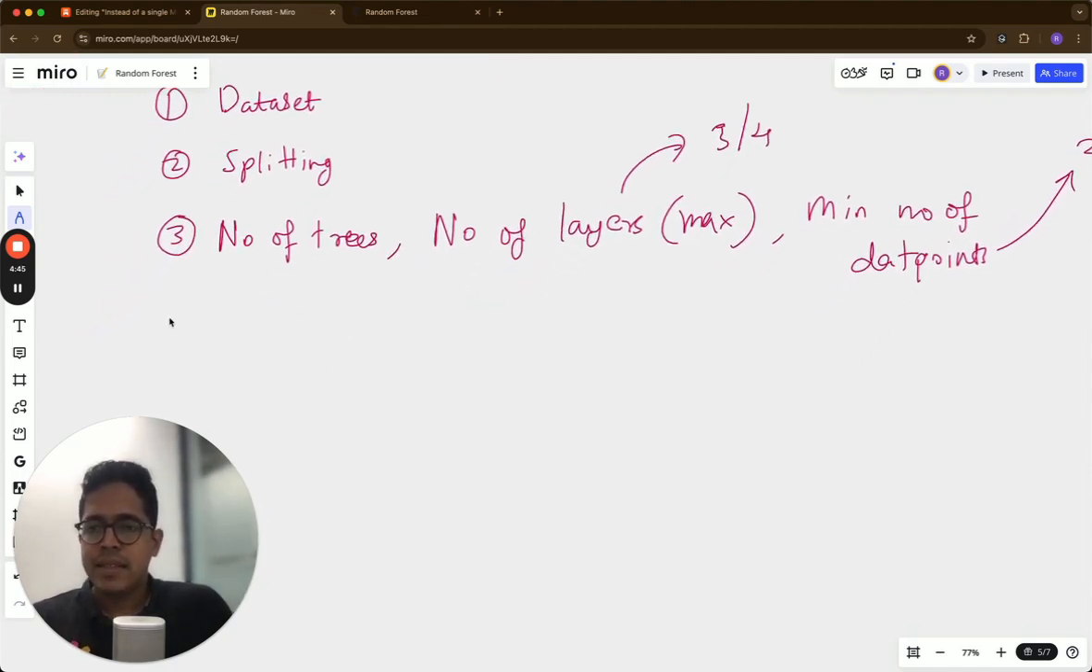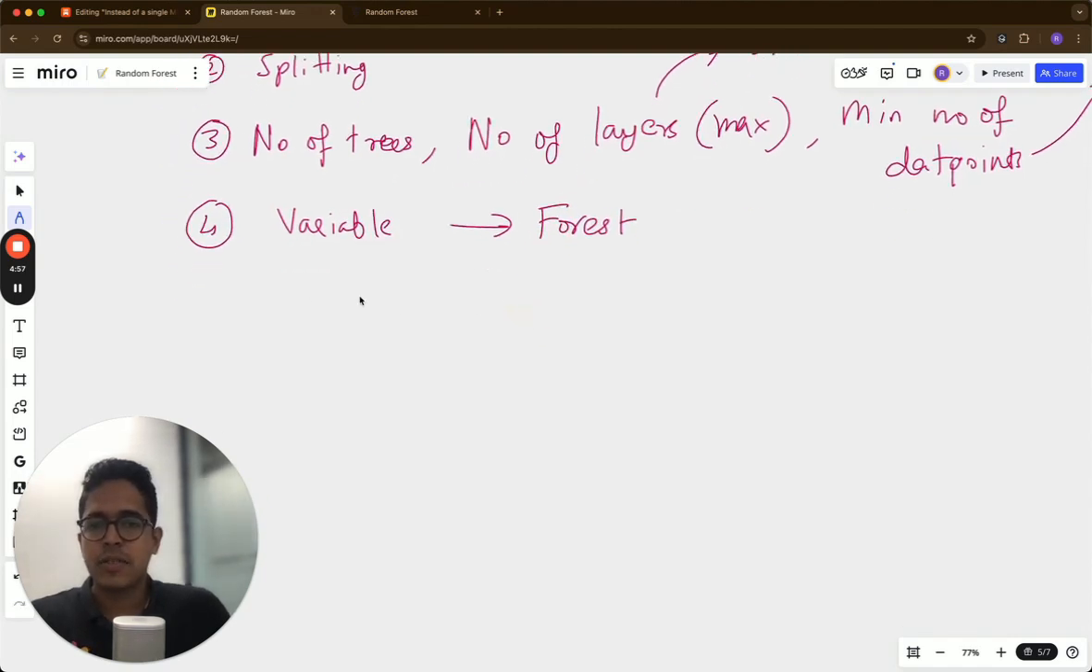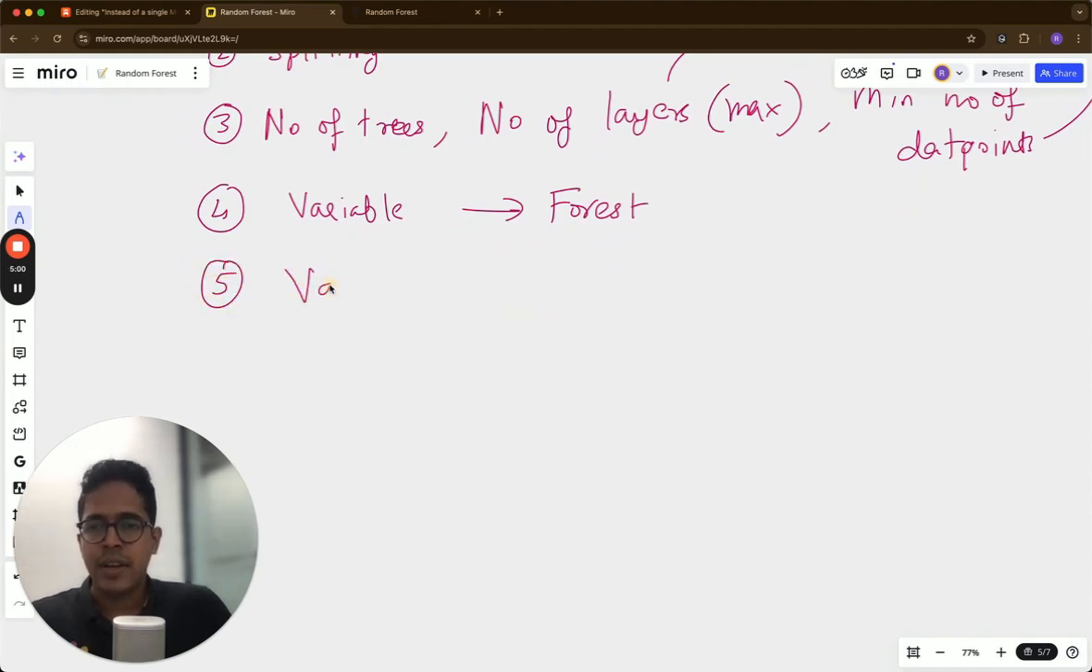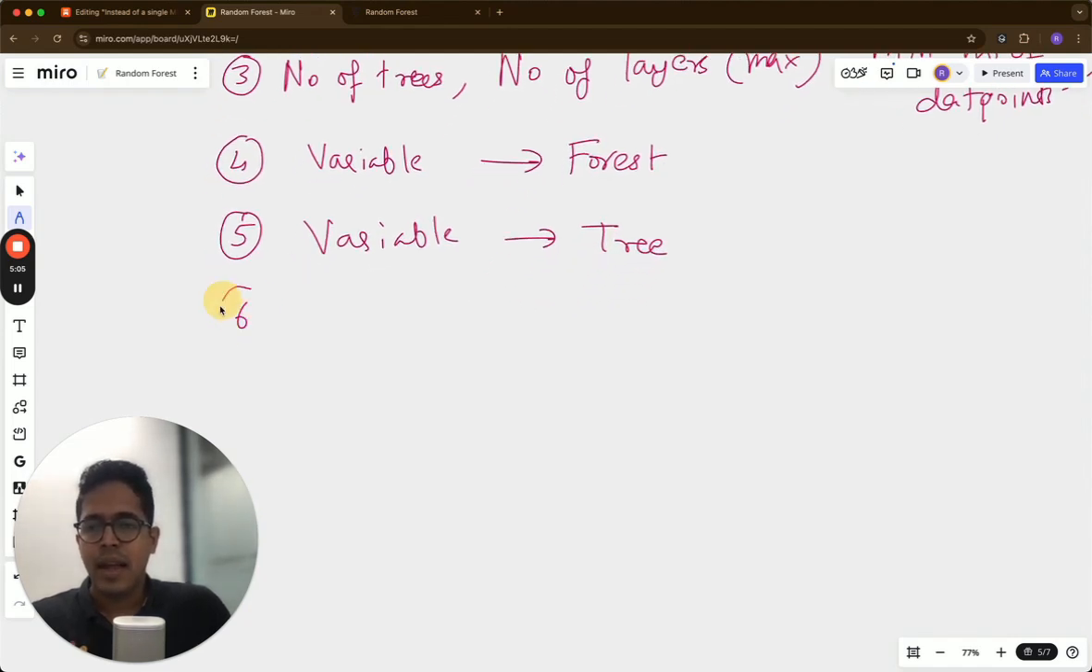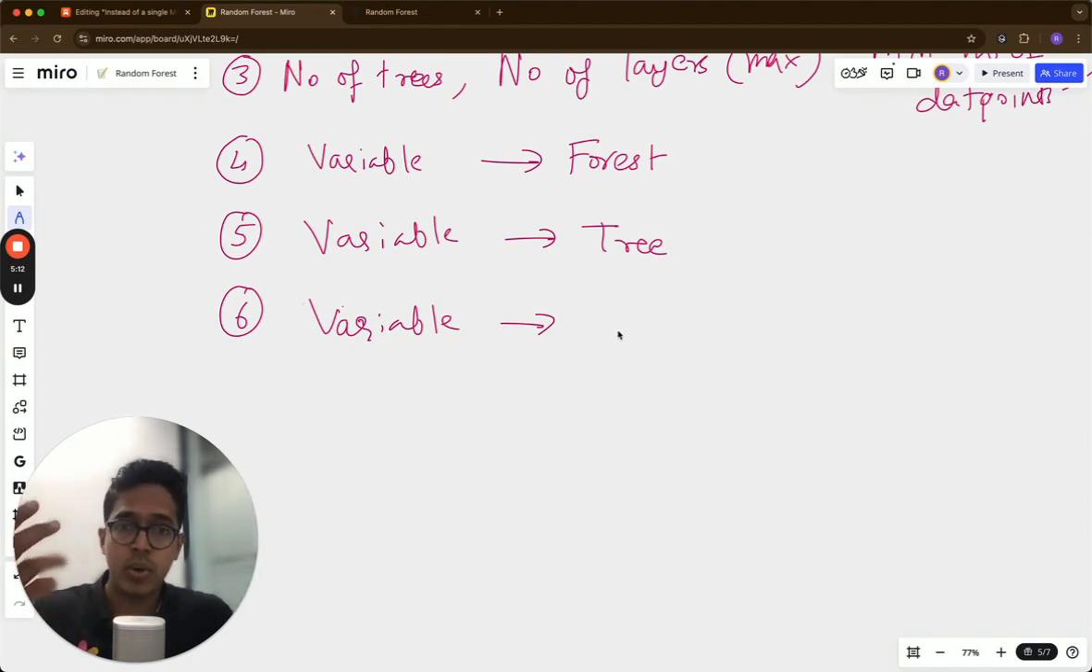Then we will start implementing each tree one by one. So you need a variable for storing what? For storing the forest. And this forest will be a bunch of trees together. So basically you will need a variable where you are storing the individual tree. And within the individual tree, you need a variable for nodes, because a tree consists of nodes. One node is a root node, some nodes are in-between nodes, and several nodes are the leaf nodes. So you need a variable for nodes, right?